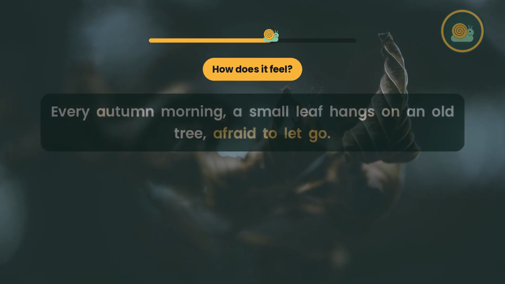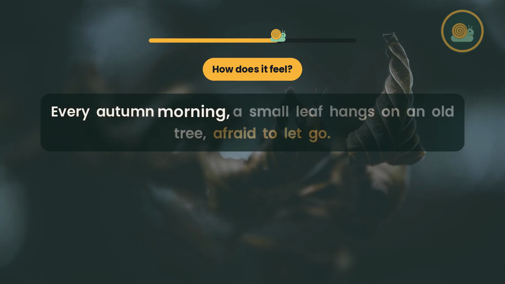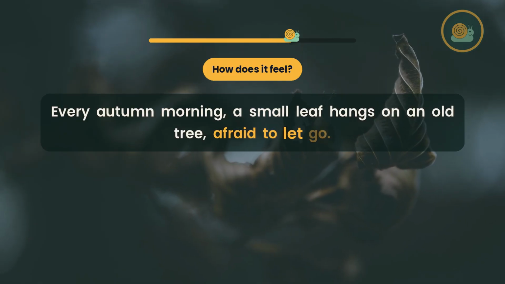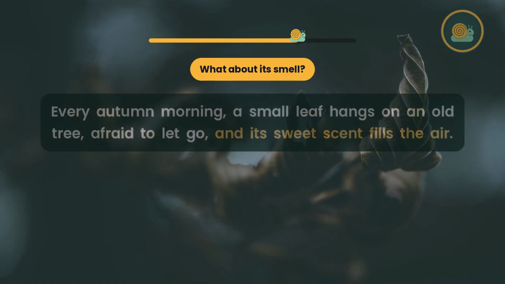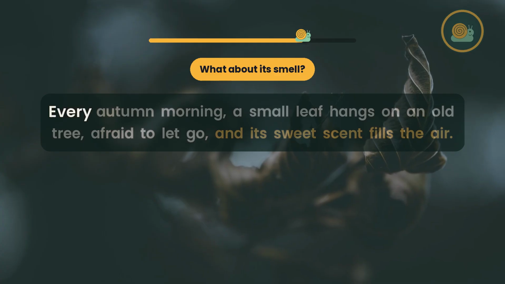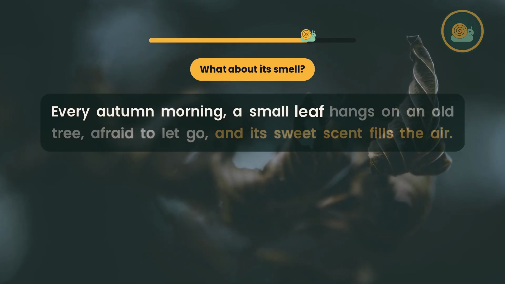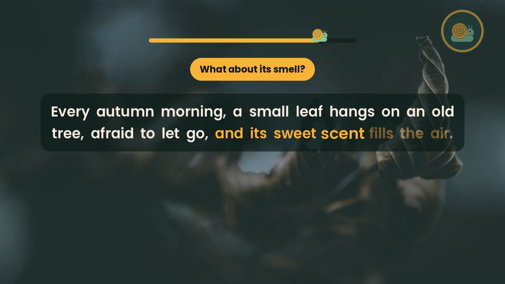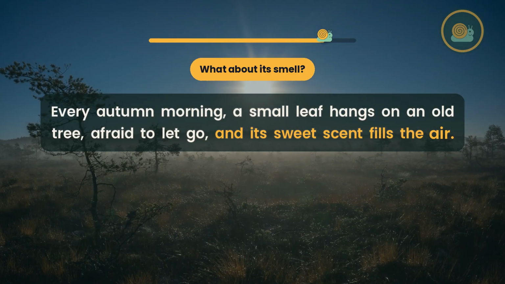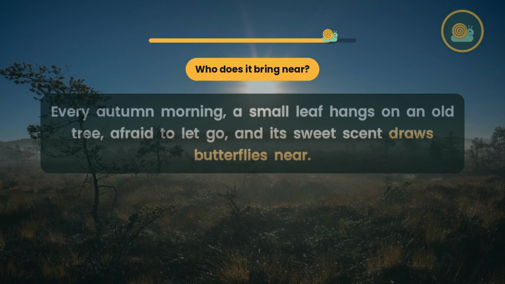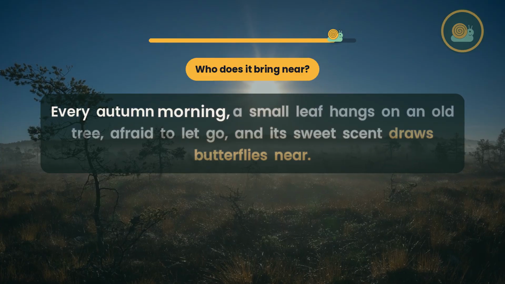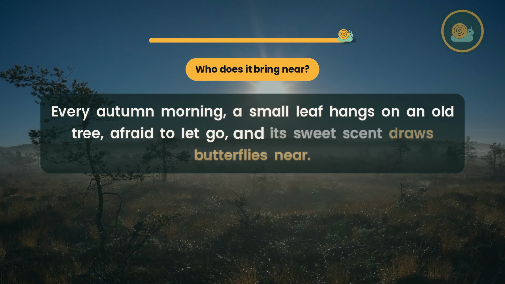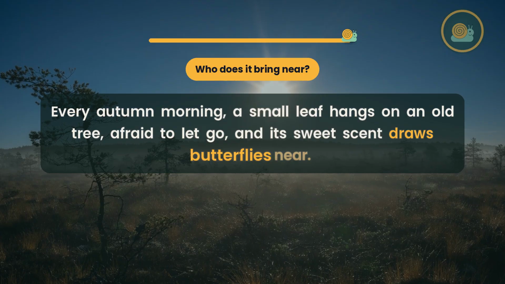How does it feel? Every autumn morning, a small leaf hangs on an old tree, afraid to let go. What about its smell? Every autumn morning, a small leaf hangs on an old tree, afraid to let go, and its sweet scent fills the air. Who does it bring near? Every autumn morning, a small leaf hangs on an old tree, afraid to let go, and its sweet scent draws butterflies near.